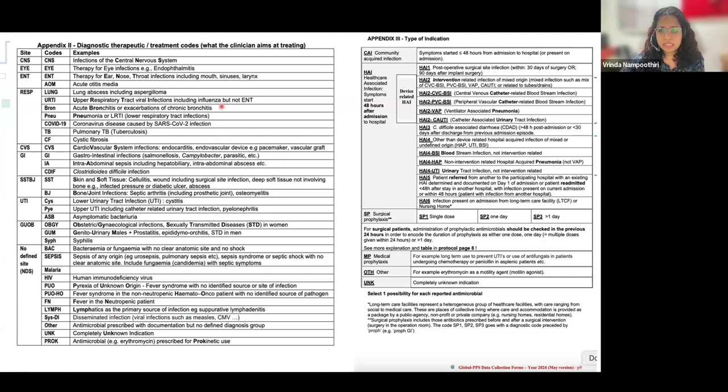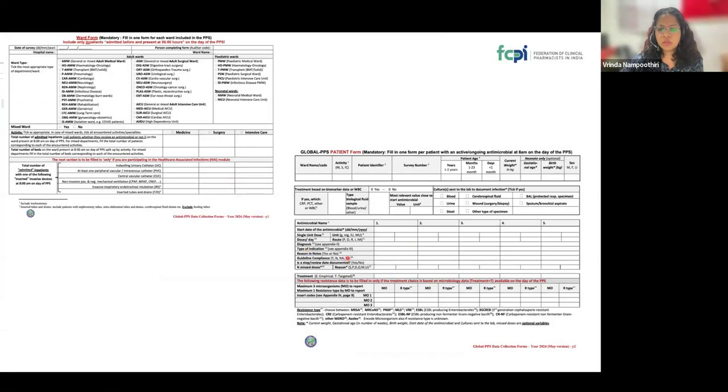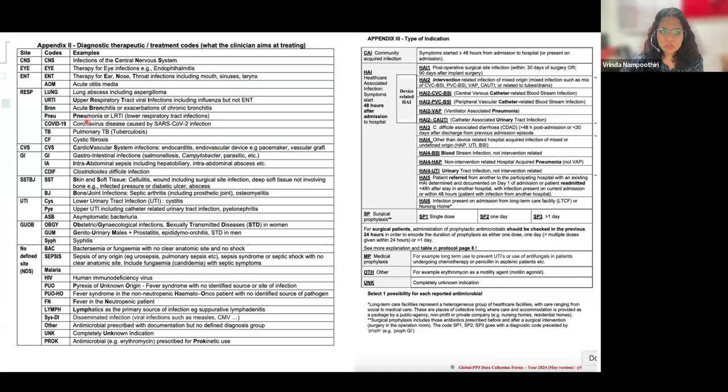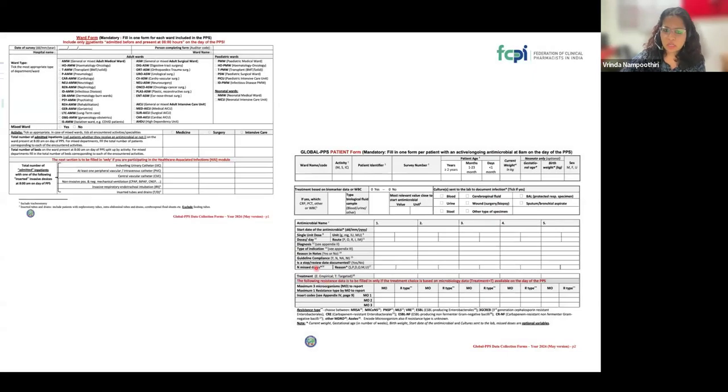Check detail guideline. So if you see this appendix 2, that gives different codes for different diagnoses, and you have to enter the relevant codes based on the patient data into this form. So say your patient's diagnosis is upper respiratory tract infection, so you give the code as URTI. Like that, you have to cross check with this particular form and enter the data here.